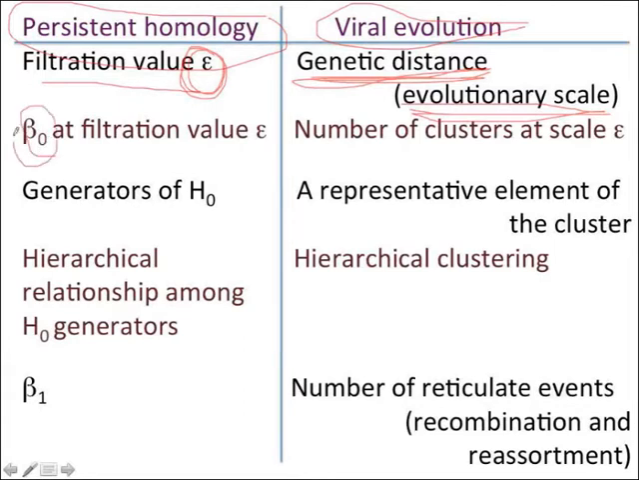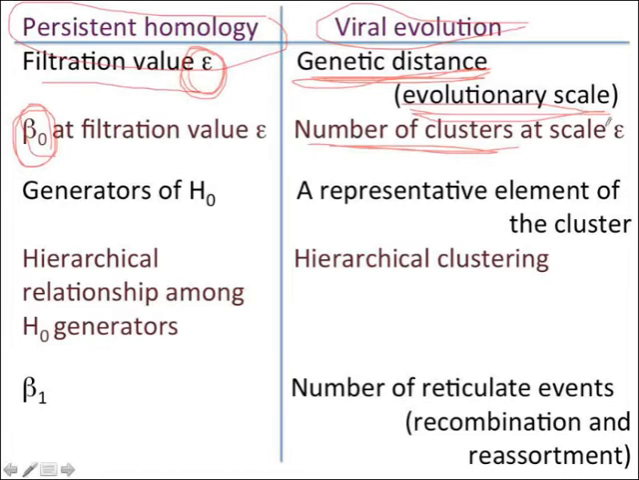Our beta naught, that was our number of clusters. So mathematically, that was our number of clusters. Well, in viral evolution, you're interested in your number of clusters, at your scale epsilon, depending upon what evolutionary scale.